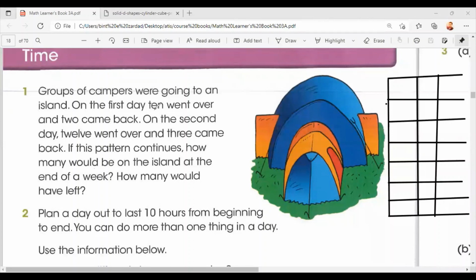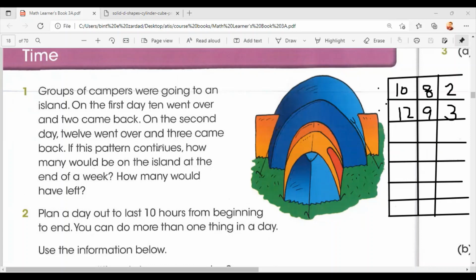On the first day, 10 went to the island and 2 came back. So how many on the island? 8 on the island and 2 came back. On the second day, 12 went to the island, and 3 came back. So how many on the island? 9 on the island and 3 came back.